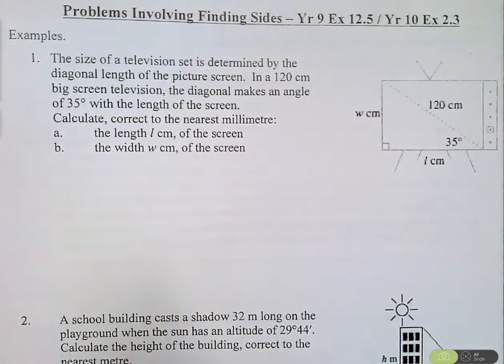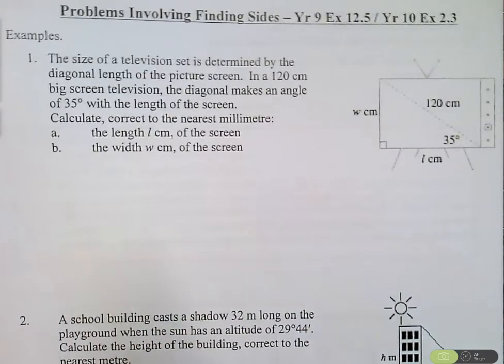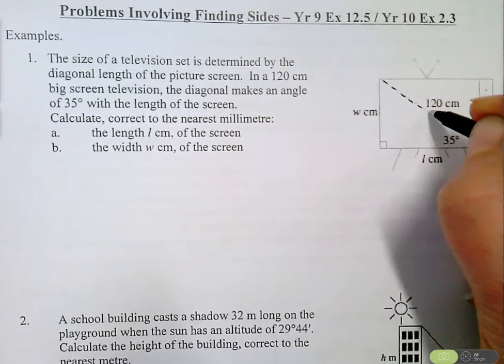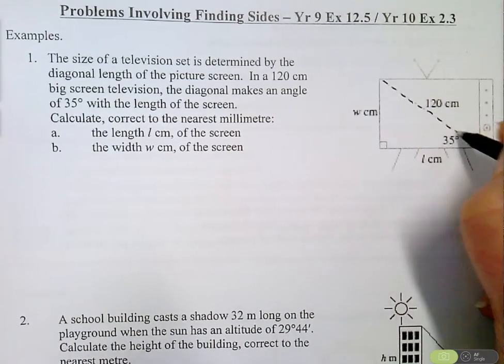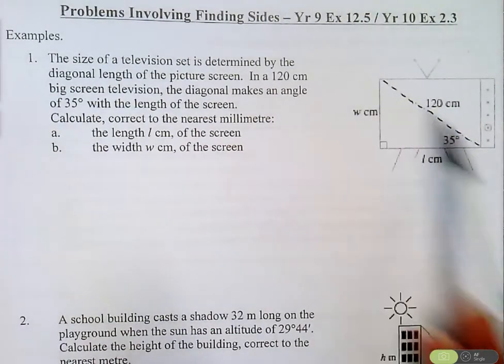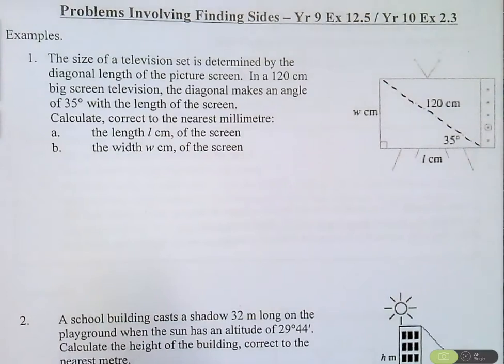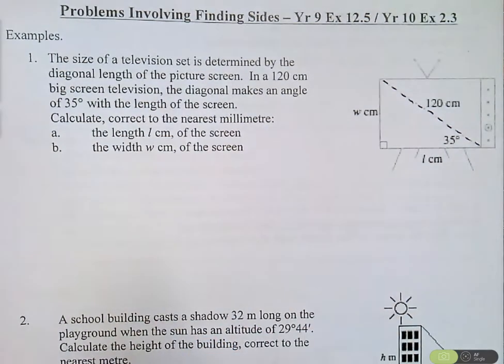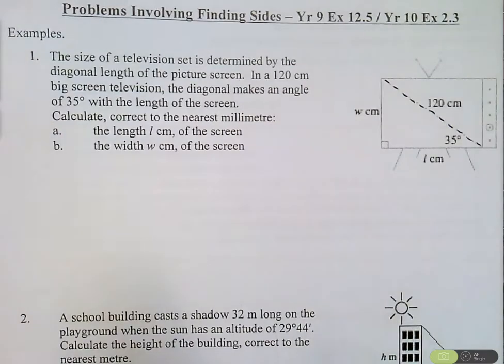Girls, you know when you go and look for TVs, and they say this is a 40-inch TV or a 120 centimetre TV, they mean that it's the diagonal. So if you see 40-inch, 45-inch, 50-inch, it's the length of the diagonal of the TV. So it says the size of a television set is determined by the diagonal length on the picture screen.